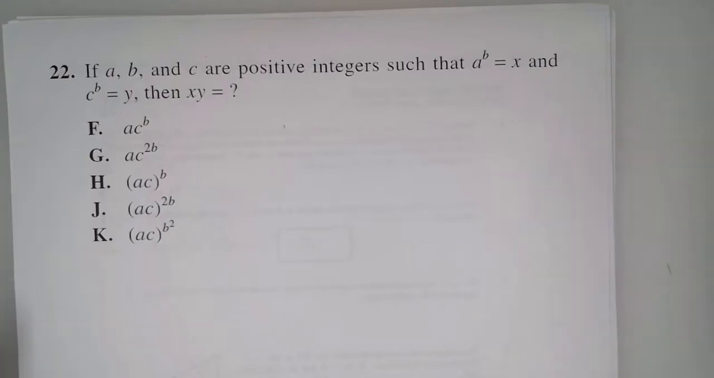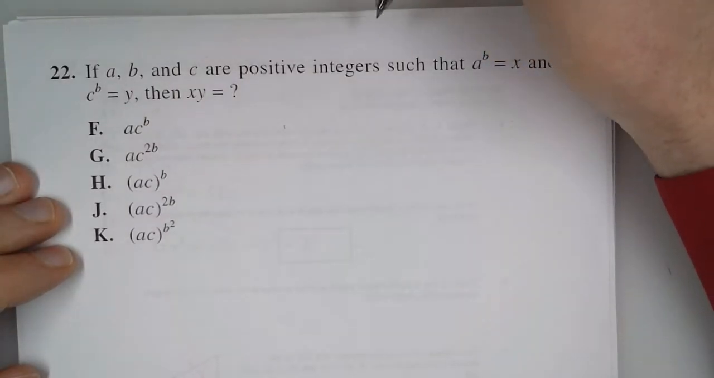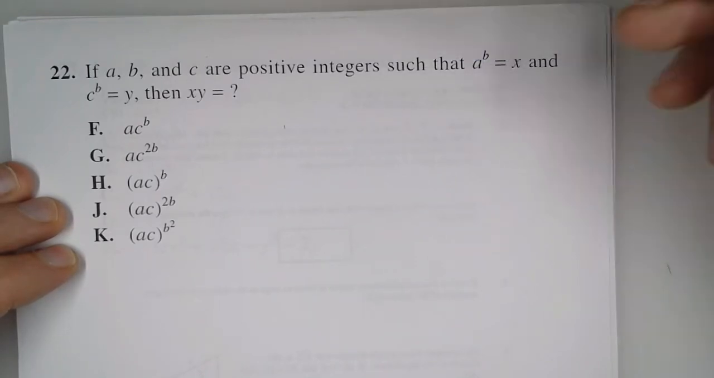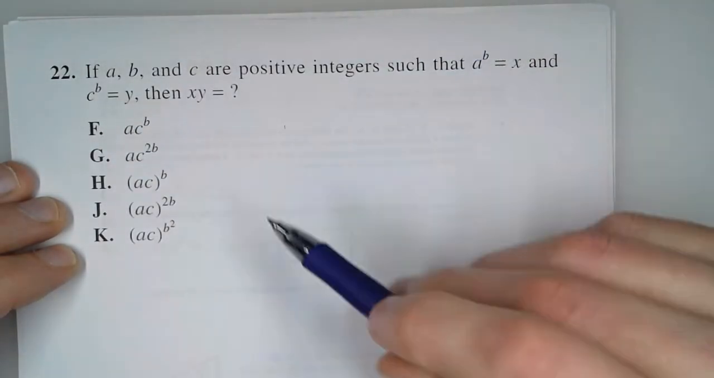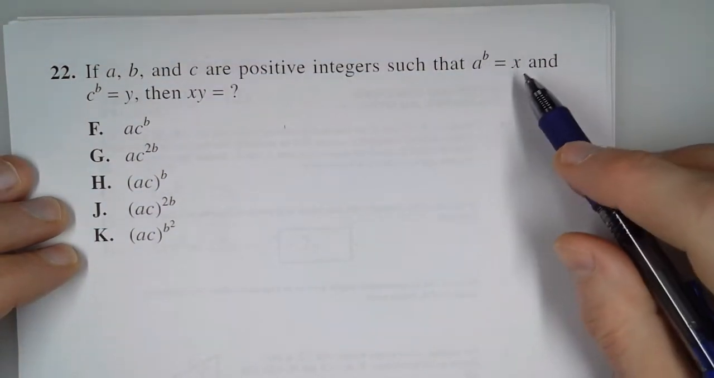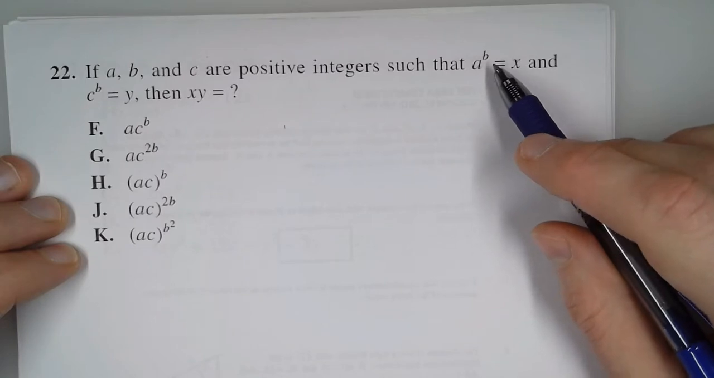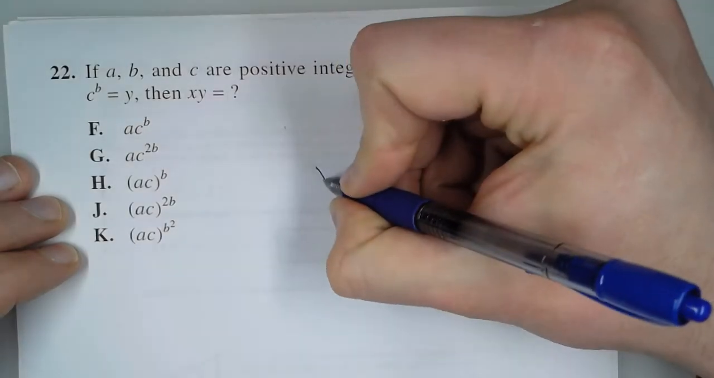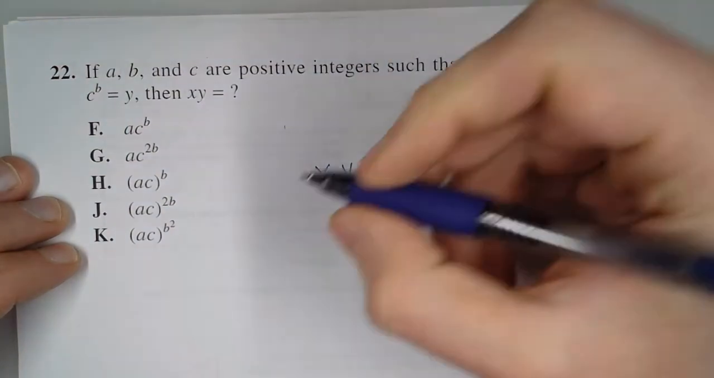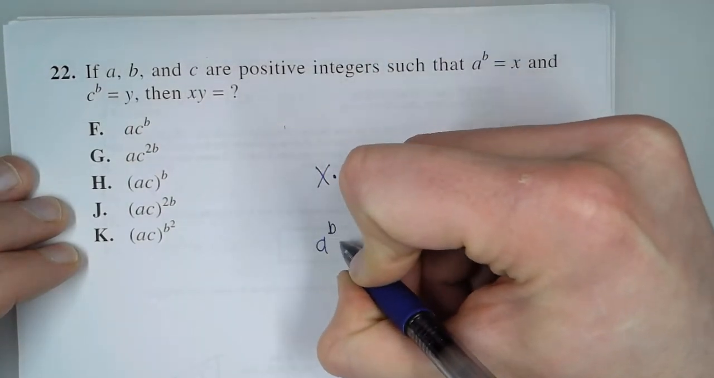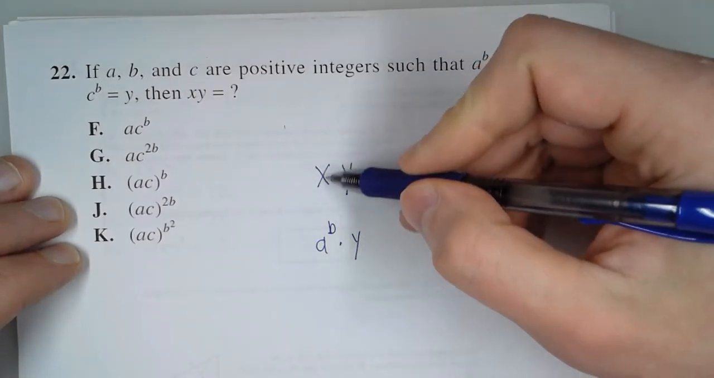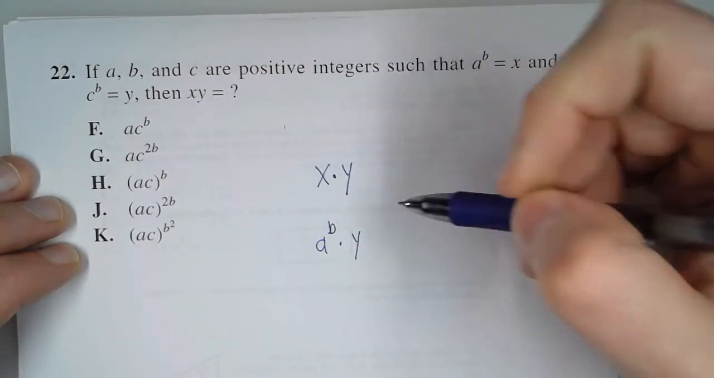In this problem, it says a, b, and c are positive integers, such that a to the b power is x, and c to the b power is y. Then xy equals what? Well, we can take out x and replace it with a to the b power. So instead of xy, or x times y if you'd prefer, you can take a to the b power times y. Now, these two are equal simply because x and a to the b are equal.